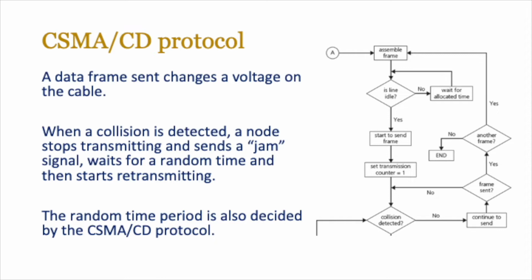So if you're going through the algorithm, we've assembled our frame. Is the line idle? No. Wait for an allocated random amount of time. Then you start to send the frame, and you set the transmission counter to 1. Okay, well, that's our first attempt, really.